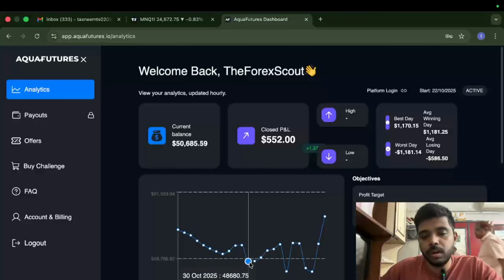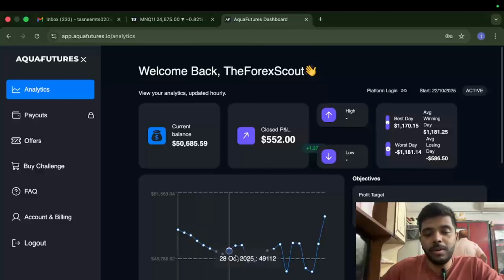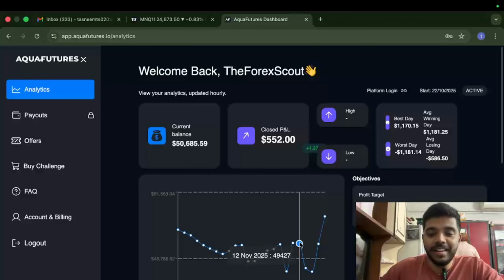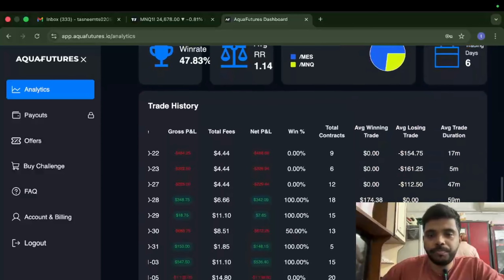Then again a move to the downside. So this can be a lower low, lower high, lower low, lower high. And as you can see, we broke structure to the upside. So now we made a good high to the upside, as you can see. So yeah, this is for the day.